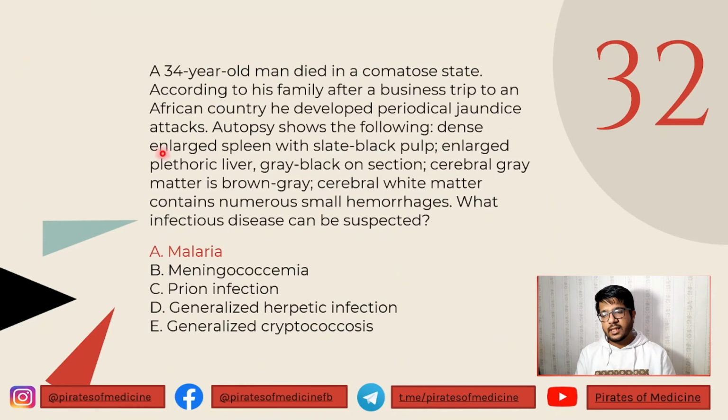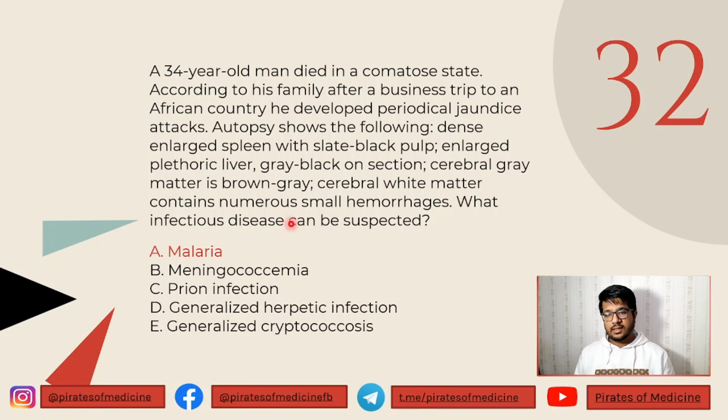So 32 is that a 34-year-old man died in a comatose state. According to his family, after a business trip to an African country, he developed jaundice attacks. Autopsy showed the following: dense enlarged spleen with slate black pulp, enlarged plethoric liver, grey black on section, cerebral grey matter is brown grey, cerebral white matter contains numerous small hemorrhages. What infectious disease can be suspected?